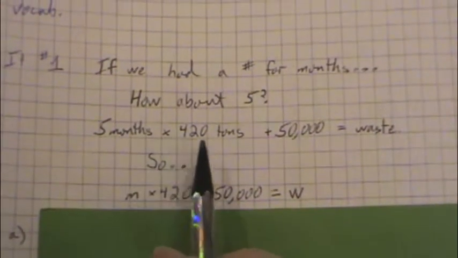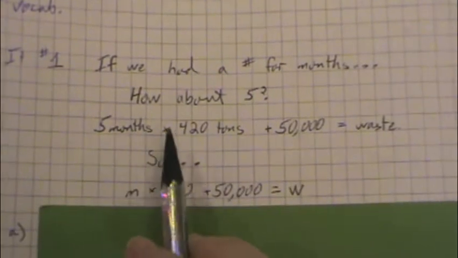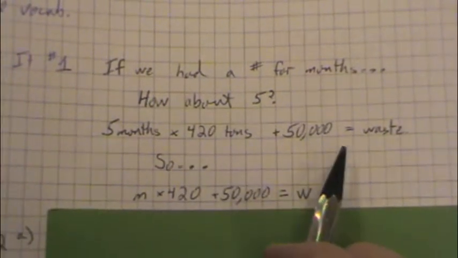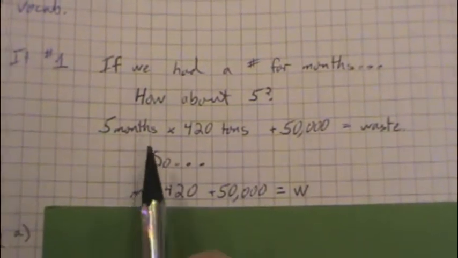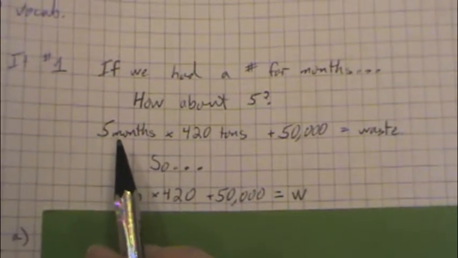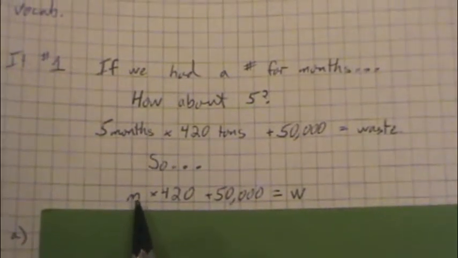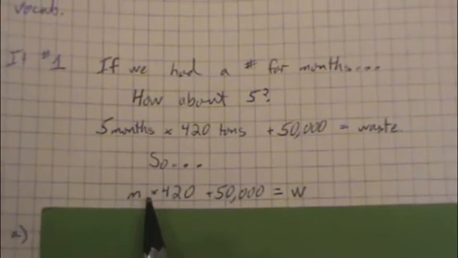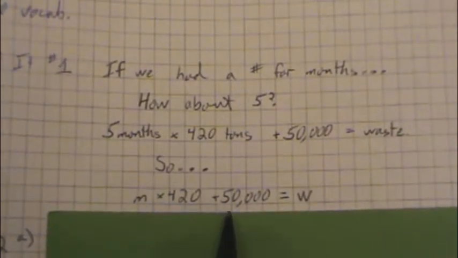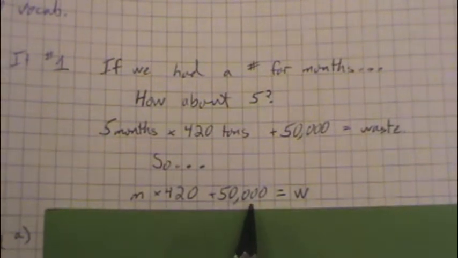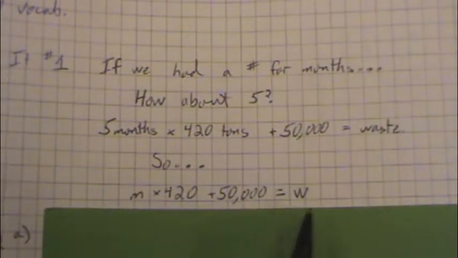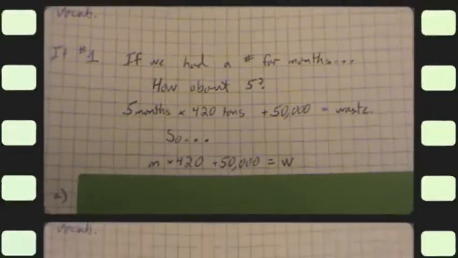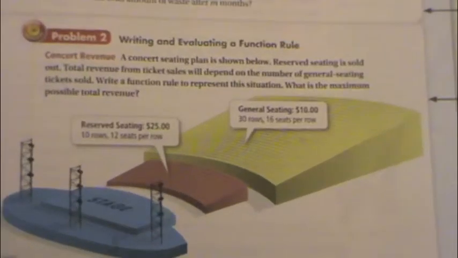So you figure that. Setting it up this way is fairly straightforward, but now that you've gotten this far, it's pretty easy to just say, oh, here's our variable m, which would work for whatever number of months. We need to multiply that times 420, add 50,000, and that's going to be our total for waste. That's what you should have. So problem 2 adds a step.